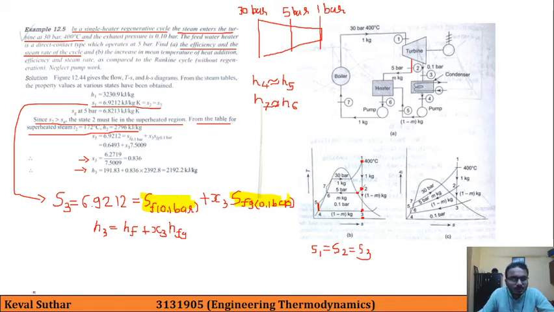So let me show which values are available from the steam table. H6 is available because the value of enthalpy of saturated liquid at 5 bar will be available, and H4 will be available to you, that is the value of enthalpy of saturated liquid at 0.1 bar. So based on this we have obtained many values from the steam table.